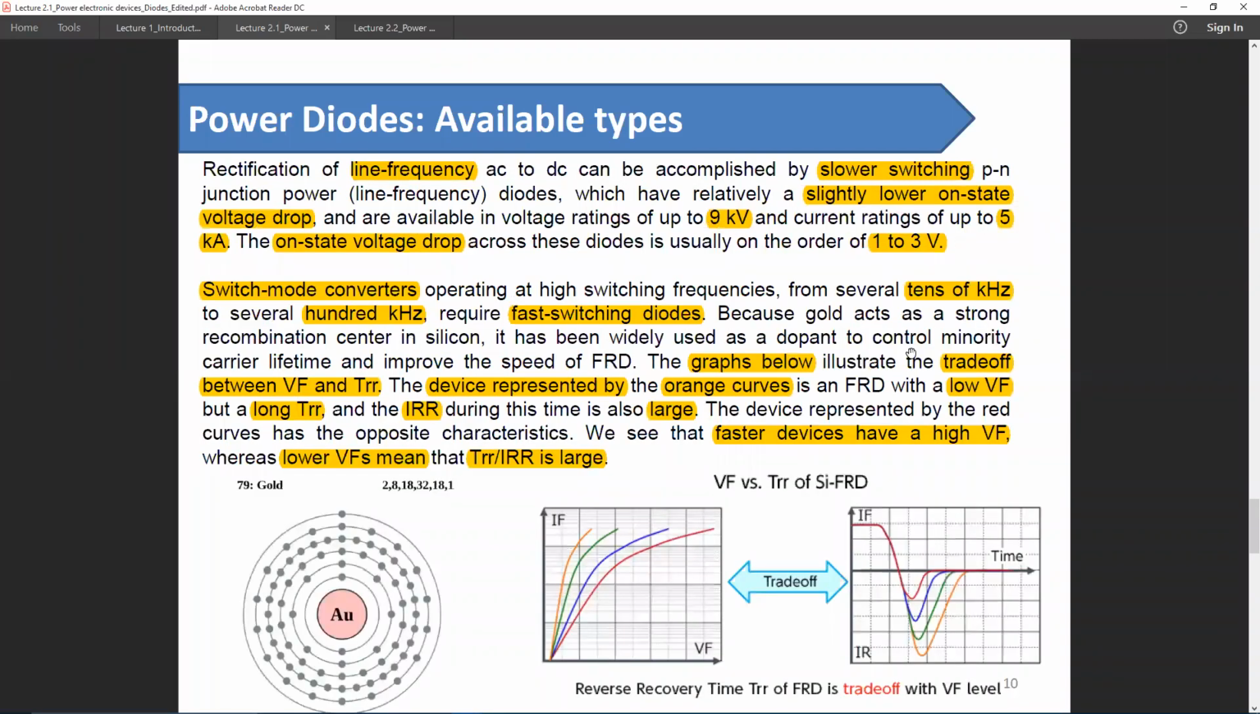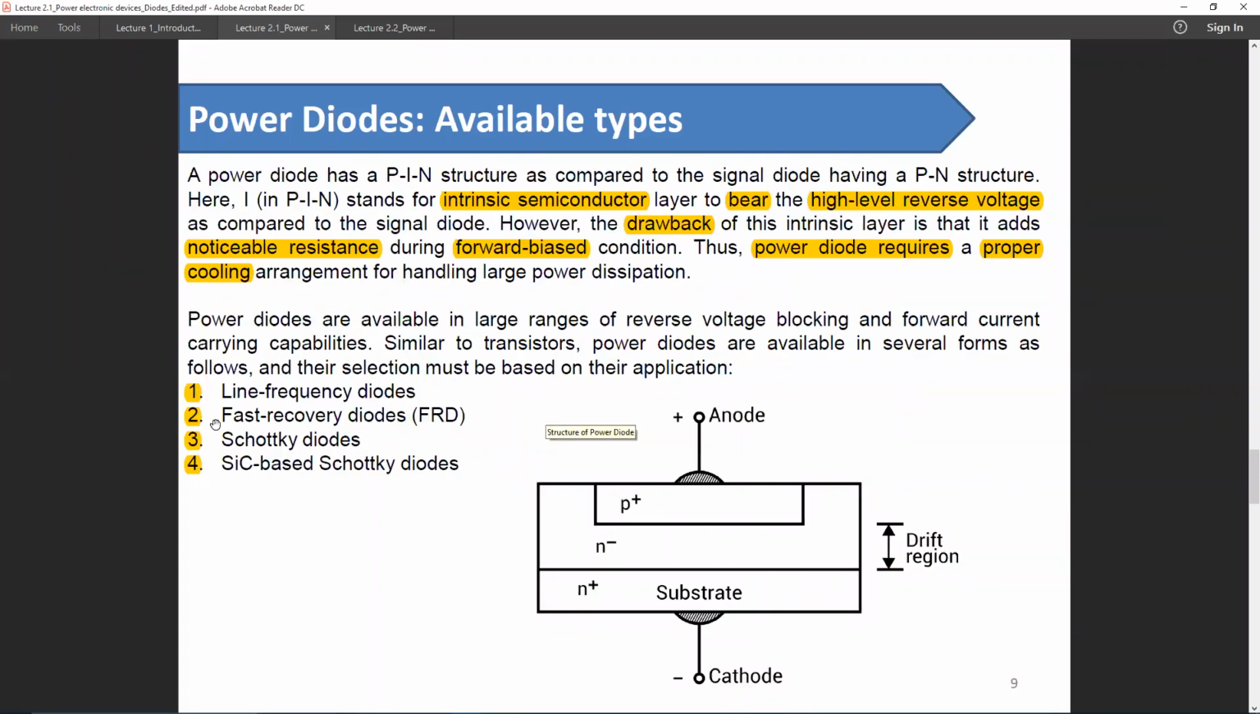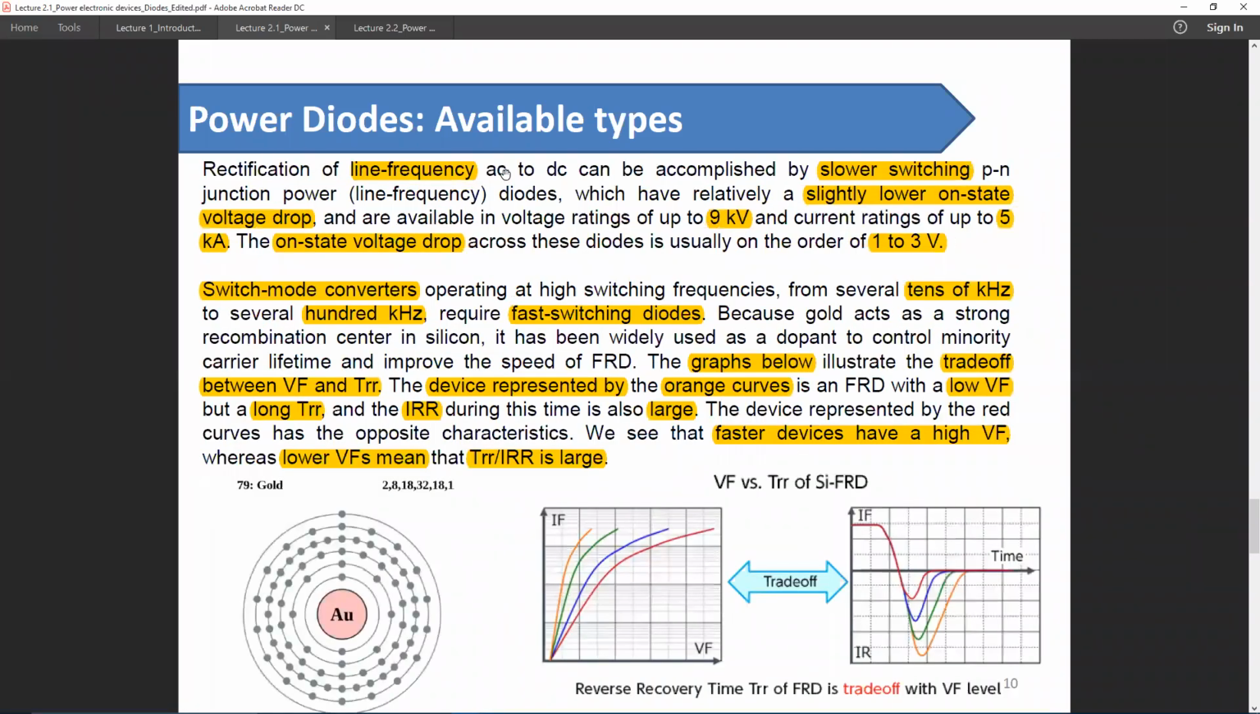So here are different types of diodes. Firstly, the line frequency or slow switching diode, which is the typical diode we use in lab, which has a typical rating of 9 kilovolt and 5 kiloamp. Another type is the fast switching diode, which is used in fast switching converters. The frequency range is up to hundreds of kilohertz.